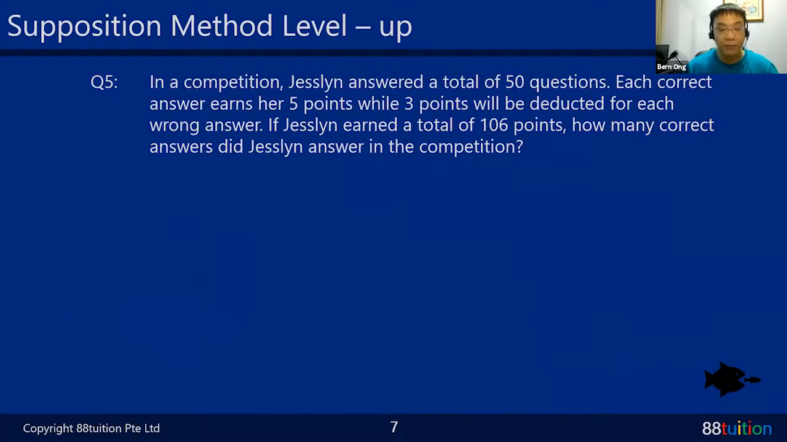All right, number 5. Same kind of pattern. Look, in the competition, what happened? Jaslyn answered a total of 50 questions. You have the total, the first information. All right, and what happened?